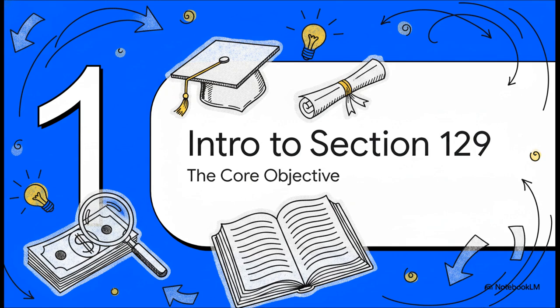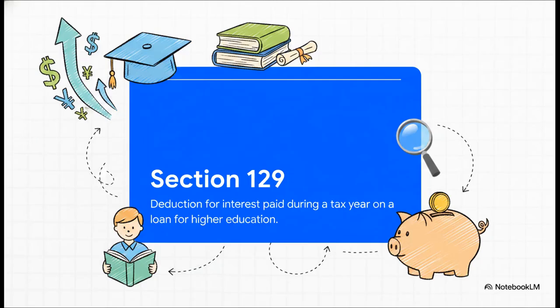Section 1, Introduction to Section 129. Okay, so according to the new Income Tax Act 2025, Section 129 provides a very specific, targeted relief to taxpayers. The bare text states that an assessee, being an individual, shall be allowed a deduction for the amount paid as interest during a tax year on a loan taken for higher education.